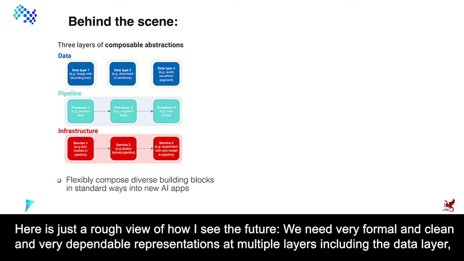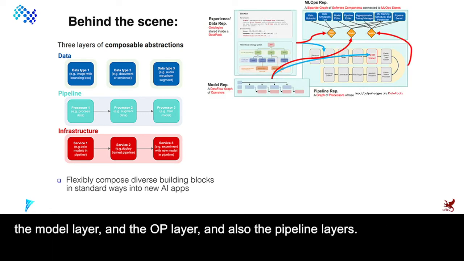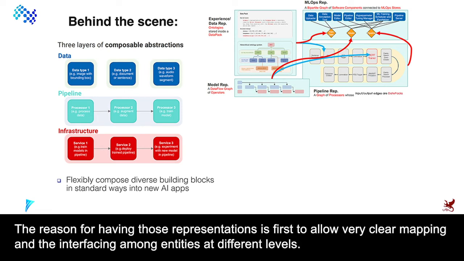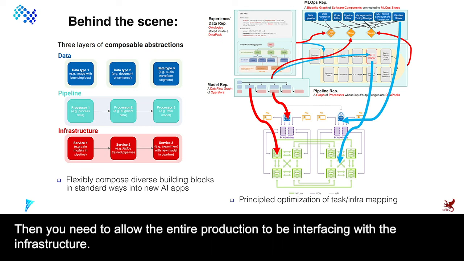Here is just a rough view of how I see the future. We need very formal, clean, and very defendable representations at multiple layers, including the data layer, the model layer, the op layer, and also the pipeline layers. The reason for having this representation is first to allow very clear mapping and interfacing between entities at different levels. Then you need to allow our entire production to be interfacing with the infrastructure.